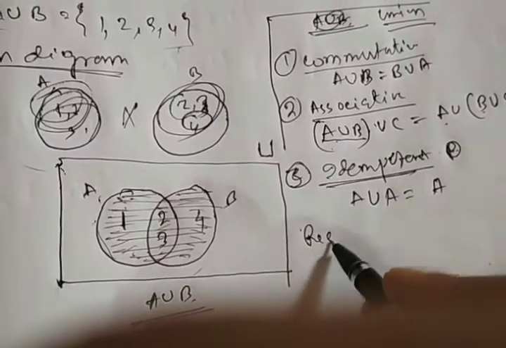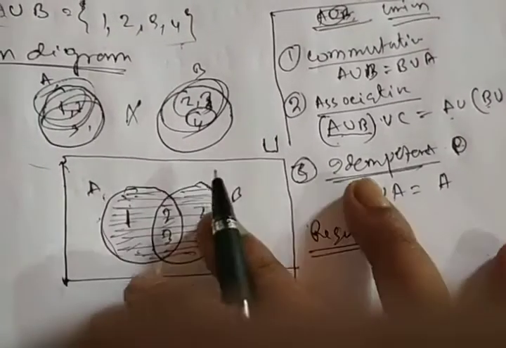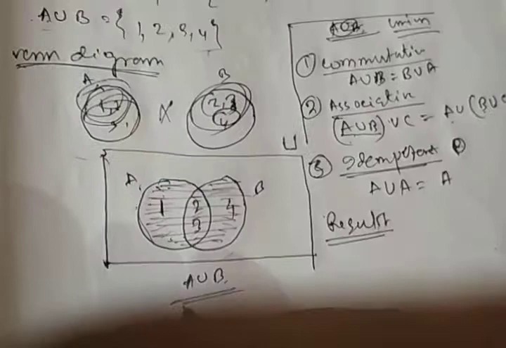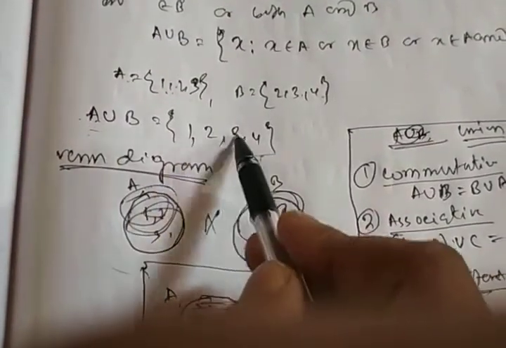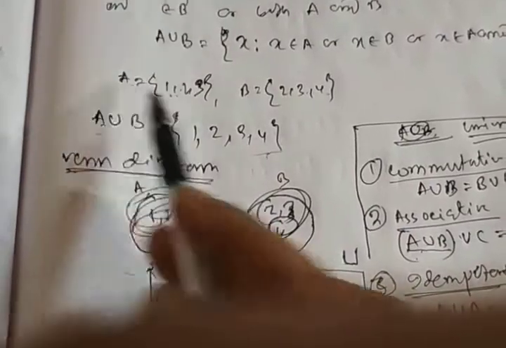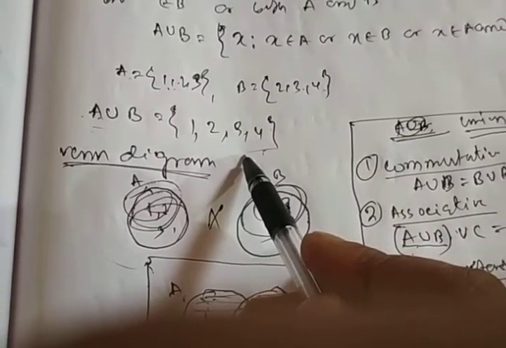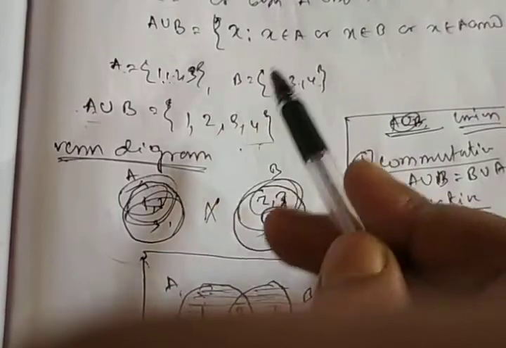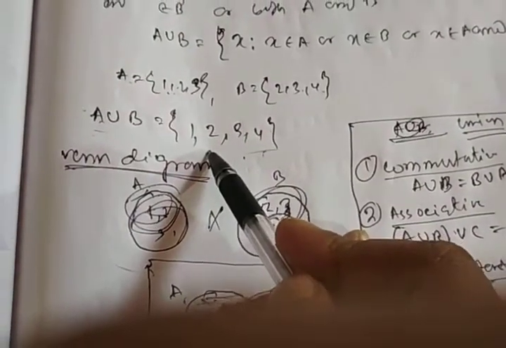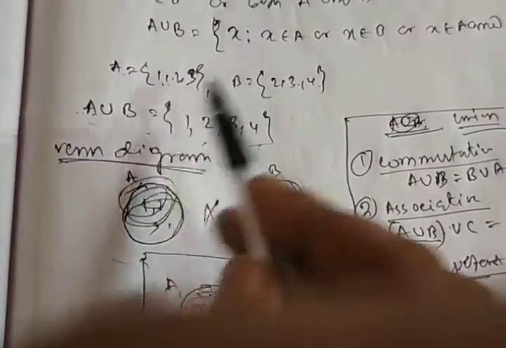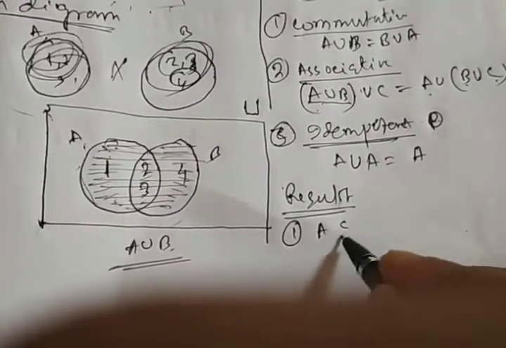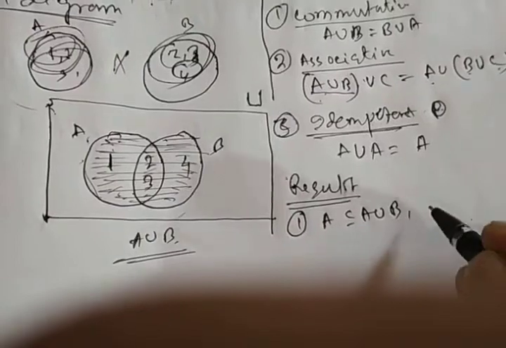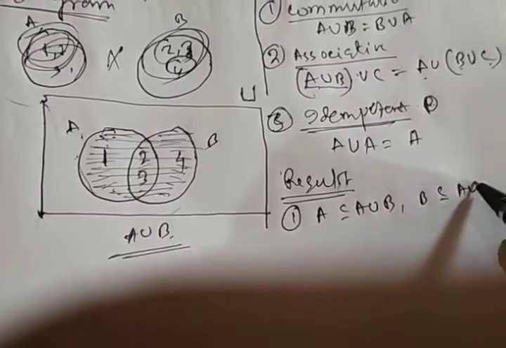Next, some results of union. We can easily show that the set A union B contains 1, 2, 3, 4. Now every element of A comes from this set. Every element of B comes from this set. So by the definition of subset, A is a subset of A union B, and B is also a subset of A union B. The first result is A subset of A union B, also B subset of A union B.